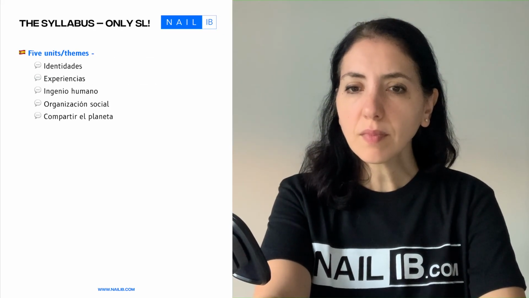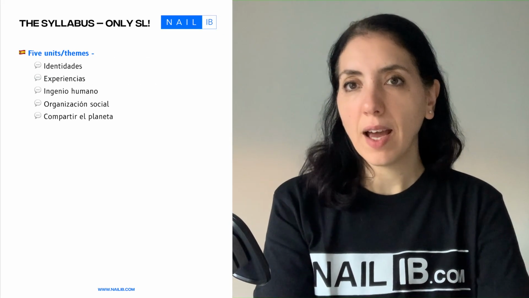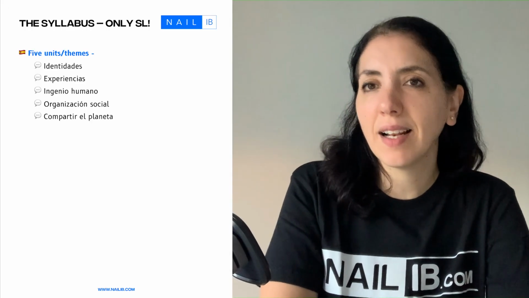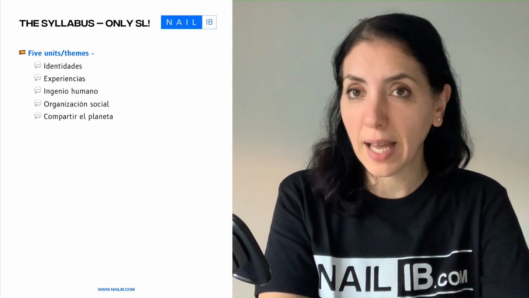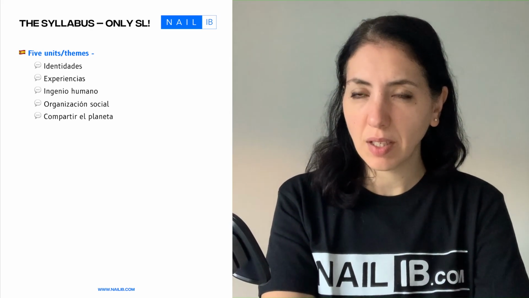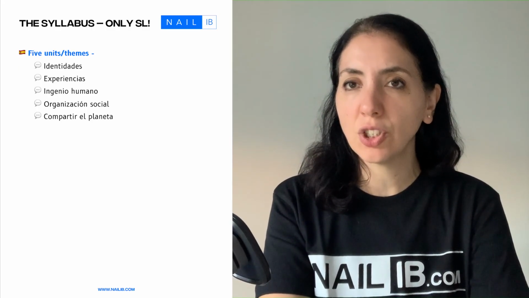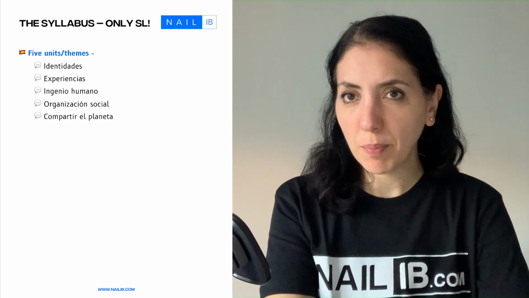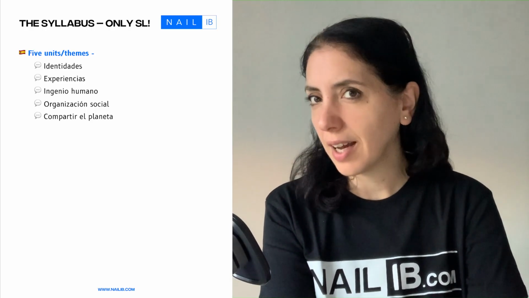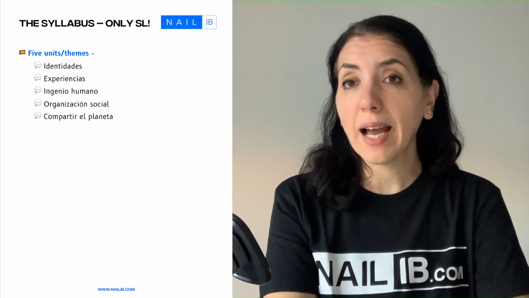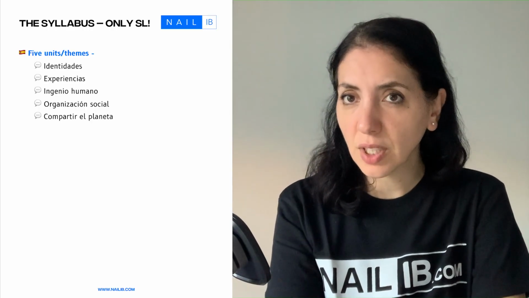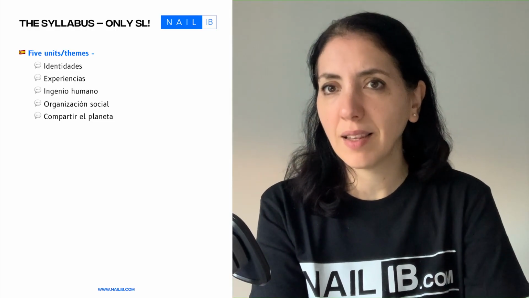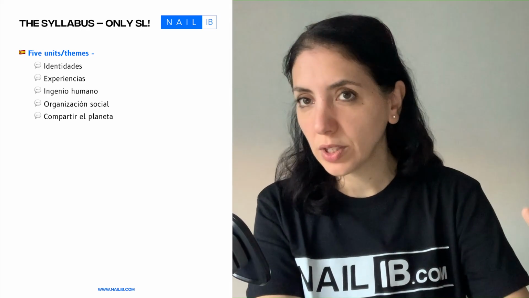Yes. So, you know that the syllabus for Spanish Ab Initio is only for standard level. There is no high level in Ab Initio languages. Also, something very important that you have in mind is that the language Ab Initio guides changed as from 2020. So if you find past papers online that are from before 2020, they are actually useful because they are activities and exercises, but that's not what you're going to get in the exam. Make sure that you work only with material that is from 2020 onwards, right?